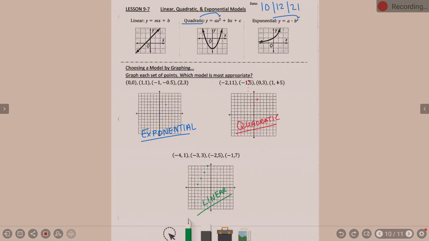Okay. So far, so good. Yes? Yes. Okay. Look at the next page real quick. I'm trying to pull up the homework real quick. I want to check something. All right.